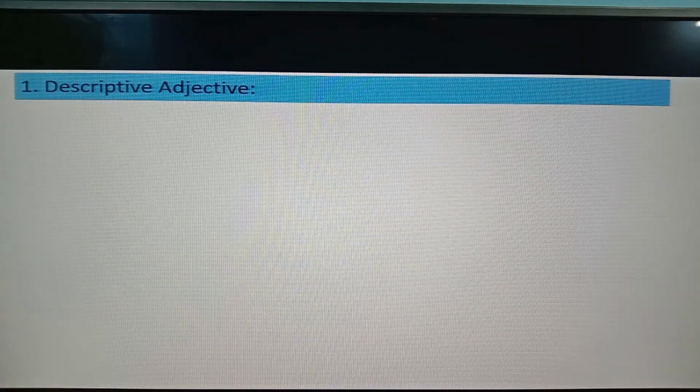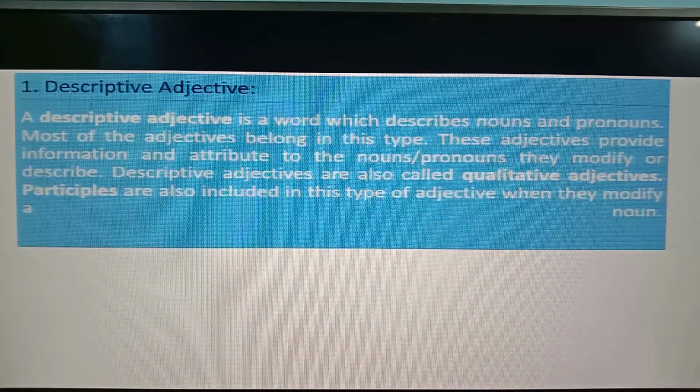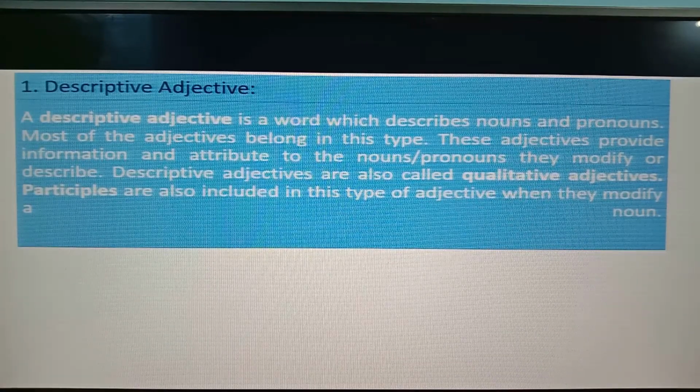At first, I am trying to describe descriptive adjective. A descriptive adjective is a word which describes nouns and pronouns. Most of the adjectives belong in this type. These adjectives provide information and attributes to the nouns or pronouns. They modify or describe. Descriptive adjectives are also called qualitative adjectives. Participles are also included in this type of adjective when they modify a noun.